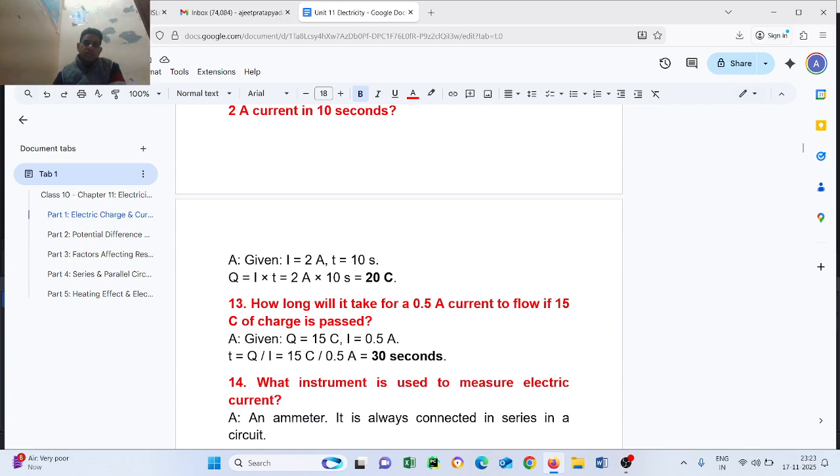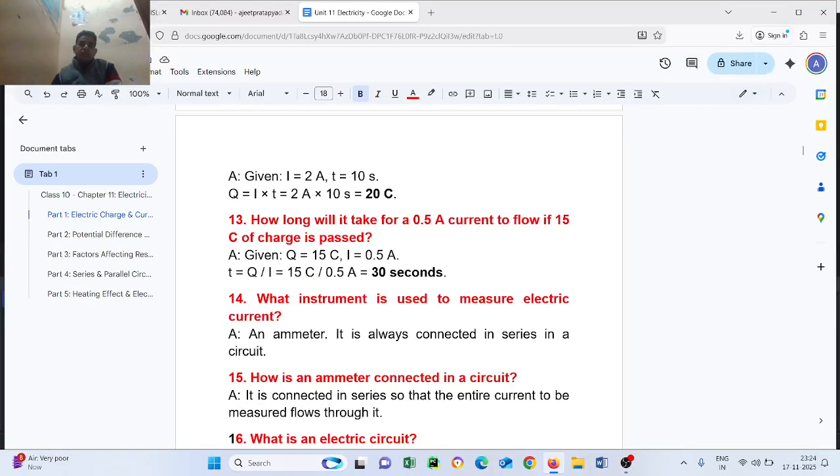Question number 13. How long will it take for 0.5 ampere current to flow if 15 coulomb of charge is passed? Given Q equals 15 coulomb, I equals 0.5 ampere, T equals Q upon I, 15 coulomb upon 0.5 ampere equals 30 seconds.